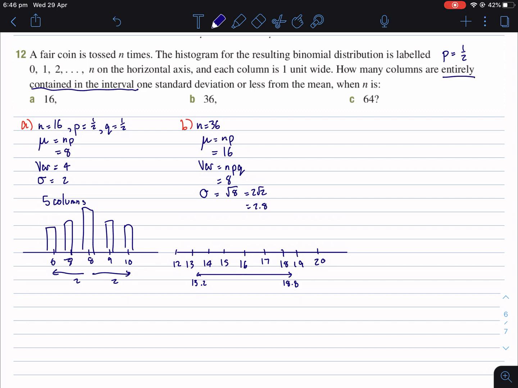So 13 won't be included in it, 14 will, 15 will, 16 will, 17 will, 18 will, but 19 won't, as far as I can tell. Just want to double check that I'm... Yeah, so we're going to have 5 columns.